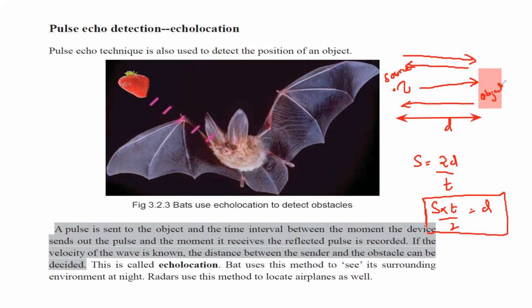So in a pulse echo technique, or reflection, also known as echolocation, we send a pulse and we record the time interval for the pulse to be sent and received. If we know the speed, for example, normally we use radio waves or microwaves, so we know their speed in air, which is 3 times 10^8. So using the speed and the time it takes to return, we can work out the distance between the source and the observer.